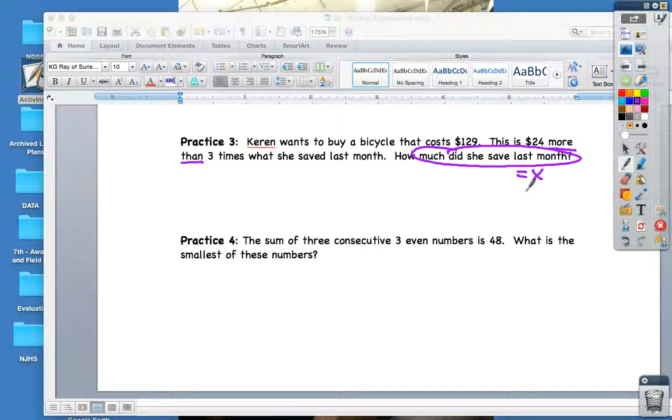Okay, so let's work this backwards. She has a bicycle that costs $129. This is 24 more, which is plus. More than 3 times what she saved. 3 times what she saved. There's my equation. When you see the words "more than" in the word problem, you can work it backwards. Okay, can we solve this problem?